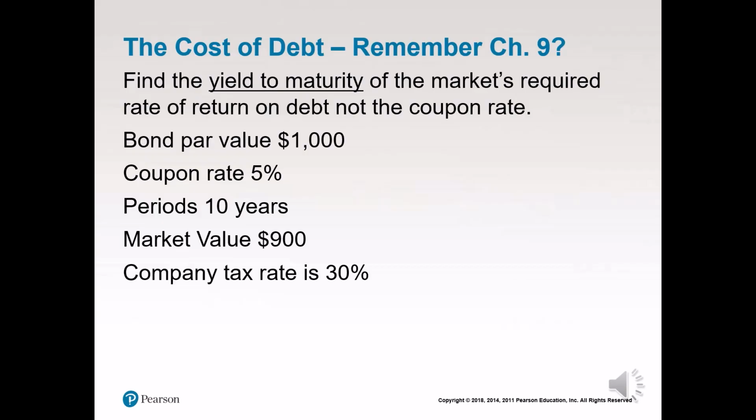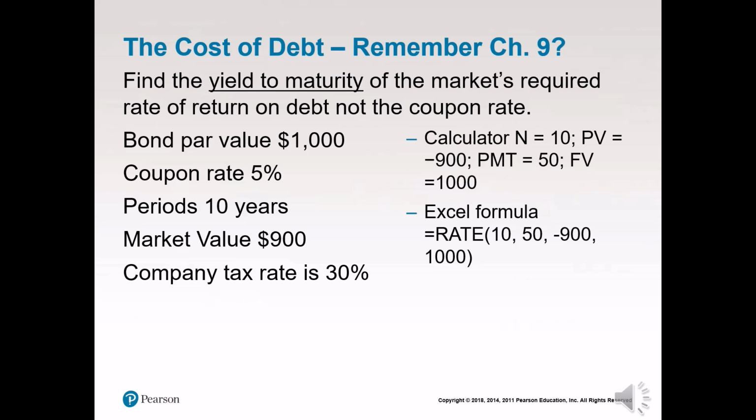The coupon rate tells us our interest payment, so a 5% coupon rate gives us a $50 interest payment. The period is 10 years for this particular bond. The market value, the cost, is $900, that is the present value, and the company's tax rate is 30%.